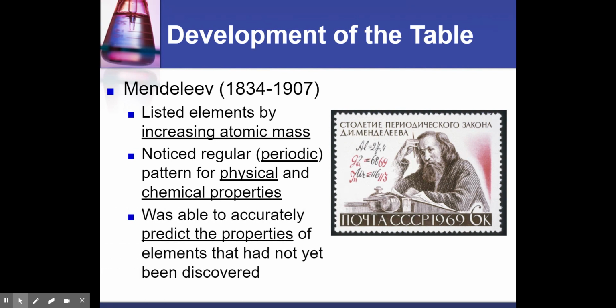The thing that made Mendeleev's work really different is that he was able to accurately predict the properties of elements that had not yet been discovered. And that was really different. People hadn't been able to do that as accurately as he was up until this point.